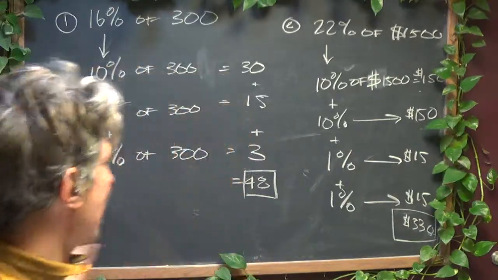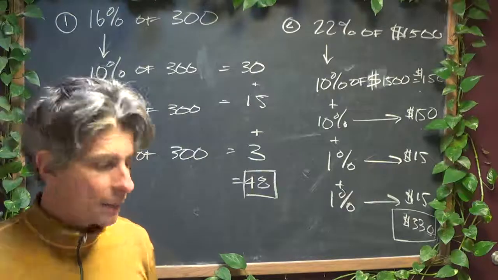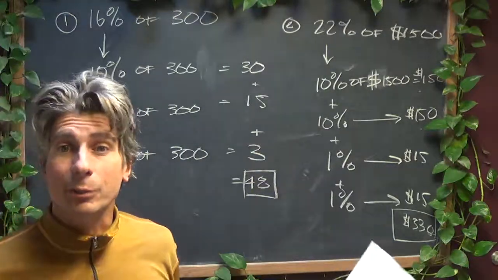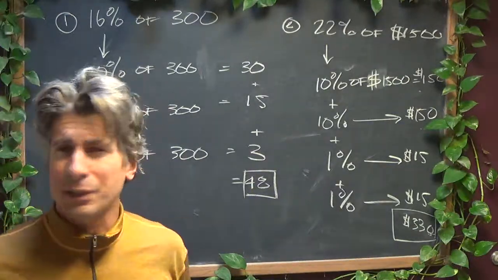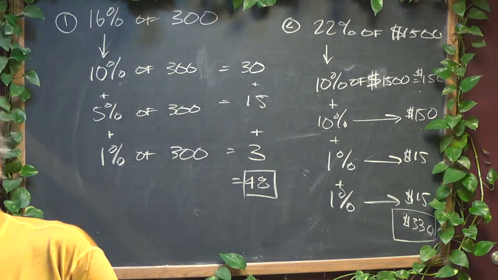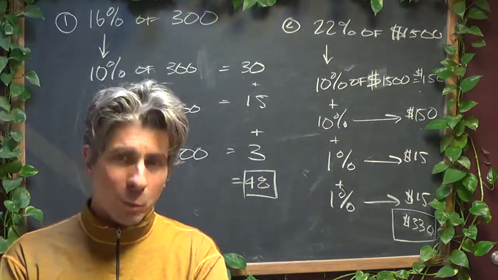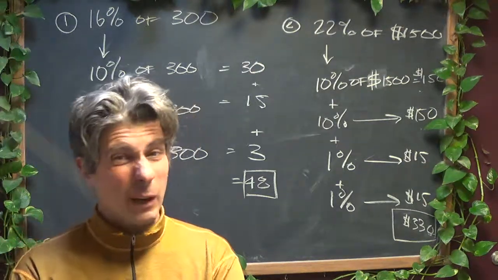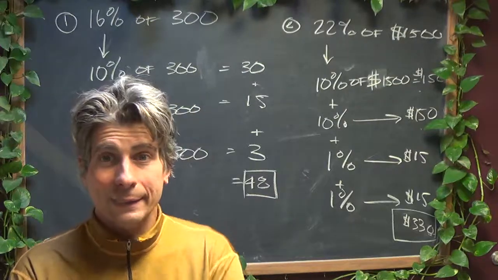You can break these up any way. And I know you can also very easily just do 0.16 times 300, 0.22 times 1500. I know you can do that. But you can also do it this way, which might, believe it or not, be quicker and get you a more exact result.